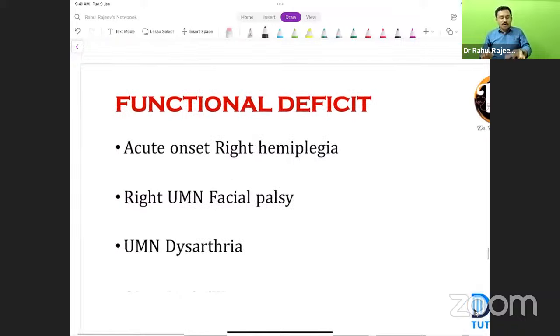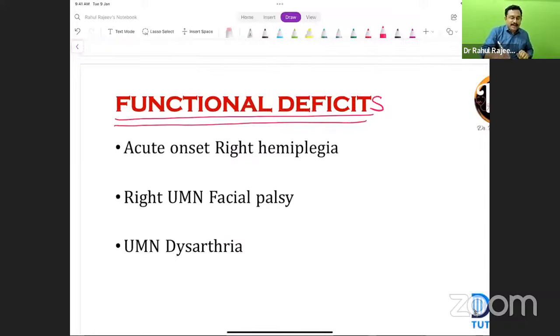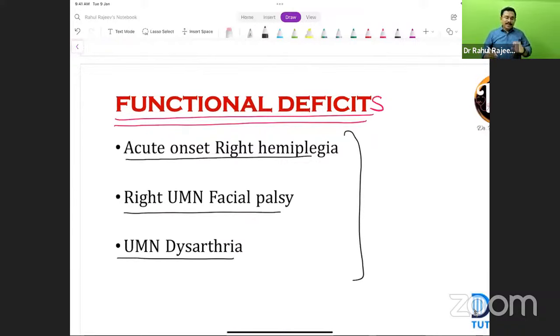Okay, acute onset right hemiplegia, right UMN facial palsy, UMN dysarthria. These are the functional deficits in this patient. Did you understand? Acute onset right hemiplegia, right UMN facial palsy, UMN dysarthria. Agree with me? Agree or not? This is the functional deficit.